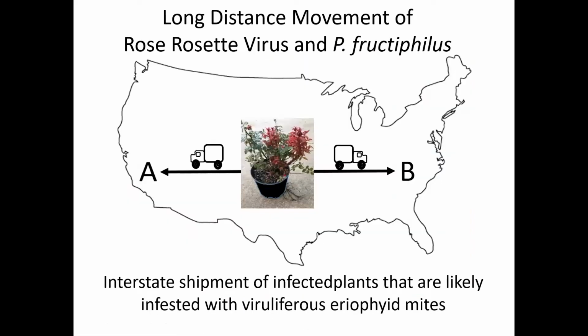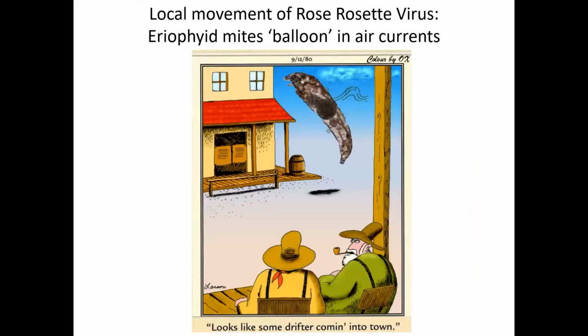Now, mites ballooning in the wind is how it gets moved around in your garden. But mites and the virus can show up anywhere. And that's because roses are moved in interstate shipment, and infected plants with eriophyid mites can move from A to B or B to A or B to C or D very, very rapidly. And so we have this issue that just seems to pop up out of nowhere. And this has been going on for a number of years. And because of that, it's pretty widespread now.